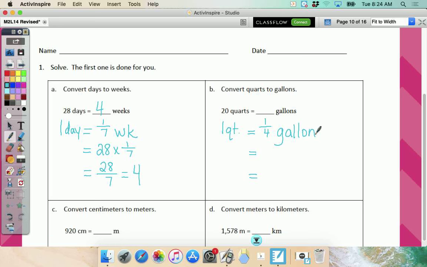1/4 of a gallon. Okay, now what do I multiply, Damien? 20 times 1/4. Good. And Gustavo, what do I write for my answer? 5. Not yet. 20 over 4 equals 5. Good. 20 divided by 4 equals 5. Okay, let's keep going.